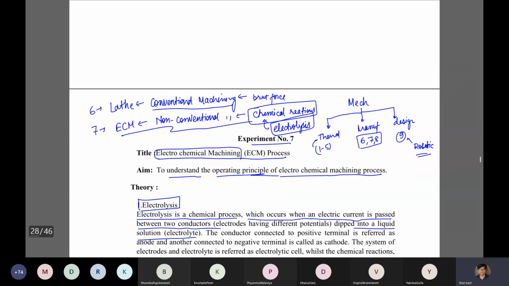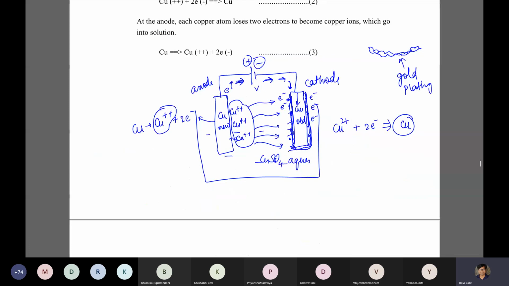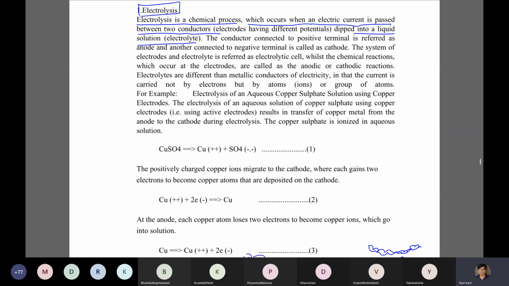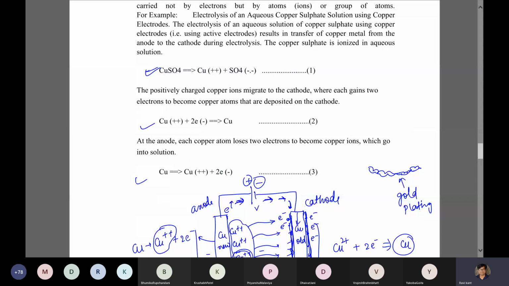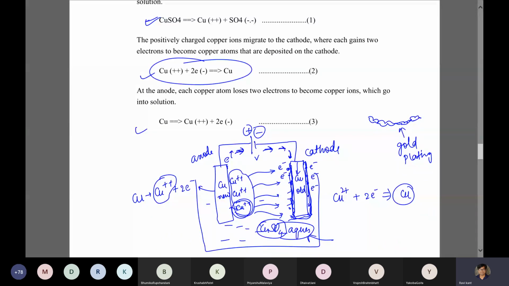So this is an electrolytic process. This whole system is called an electrolytic cell, and the medium over here is copper sulfate aqueous solution. This copper sulfate aqueous solution has no purpose other than being there to migrate the copper ions from one side to the other. That's it. So these are the reactions that are happening. This reaction is happening at the cathode, and this reaction is happening at the anode.